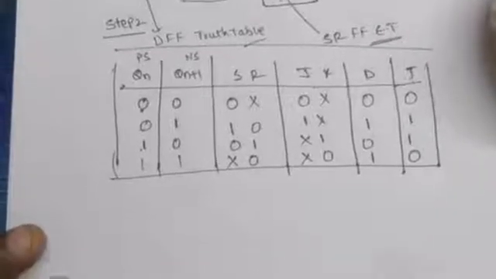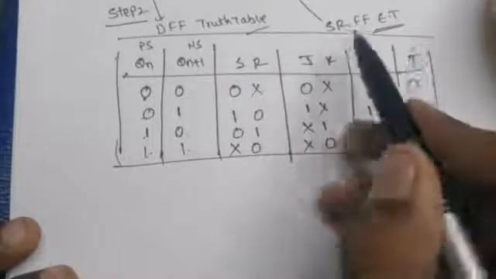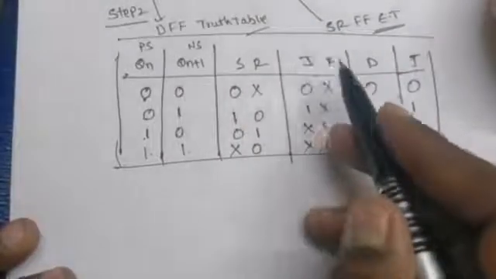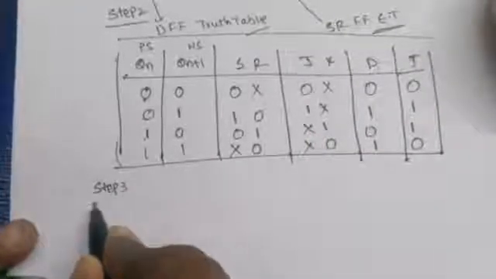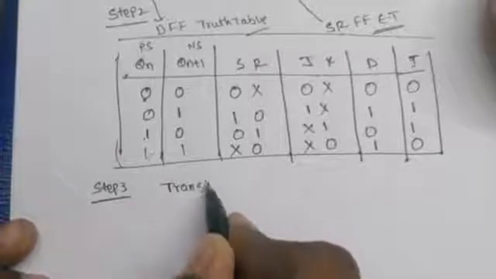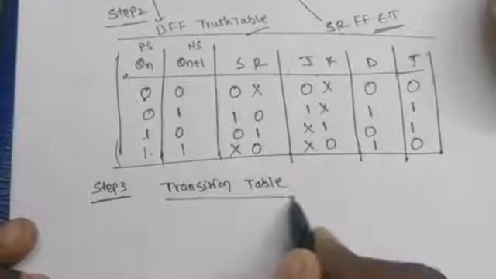This is step 2. I am writing here all the flip-flop excitation tables, but you only have to write the one for SR, whichever flip-flop is available. Step 3, we have to write the transition table, which we also call the implementation table.